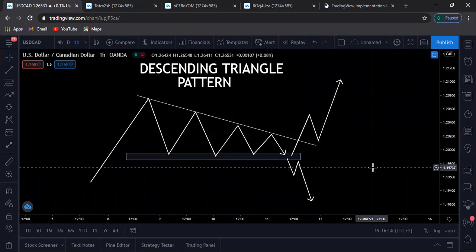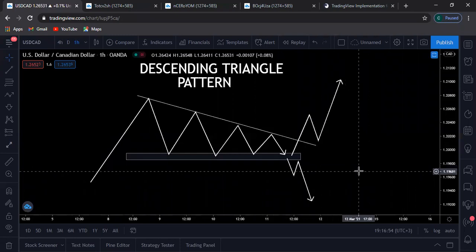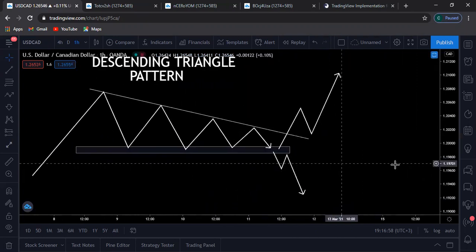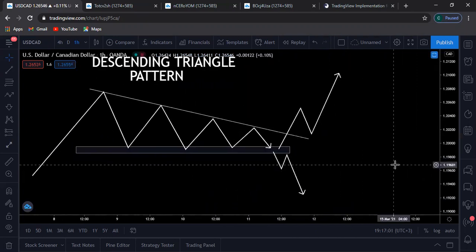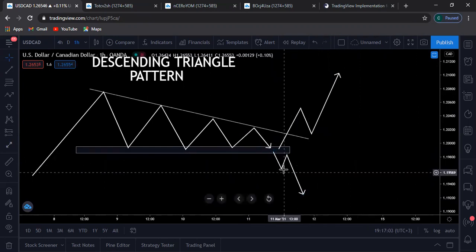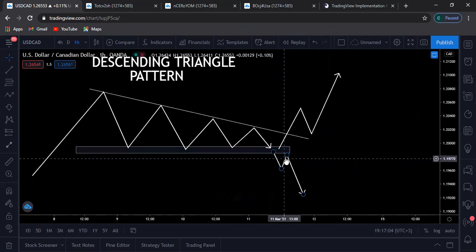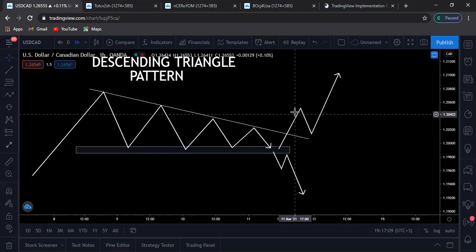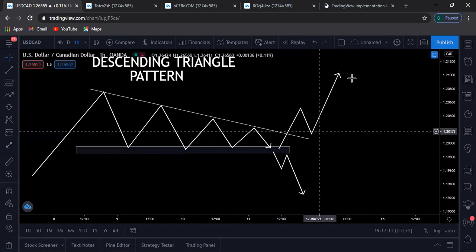Okay. Now, how do you trade after the breakout? Depending on the type of trader that you are, you'll have to wait and see. For me, I'm a retest trader. So after the breakout, I wait for the retest and then look for my entries and take the trade. Similar scenario, breakout, I wait for the retest and take the trade.